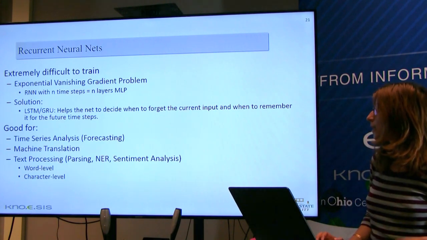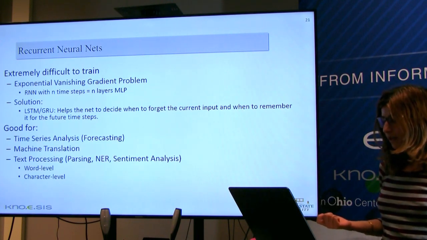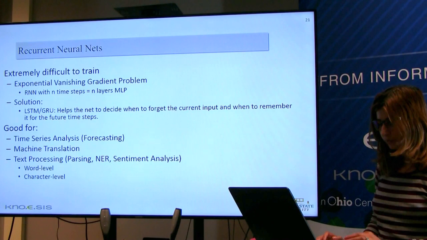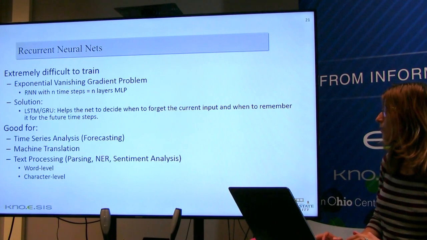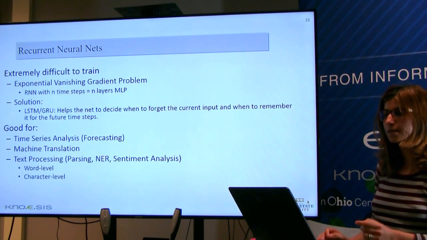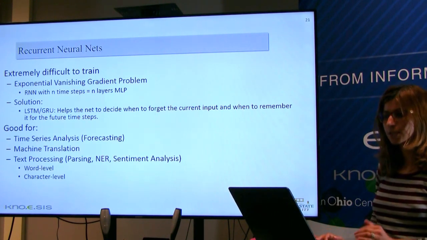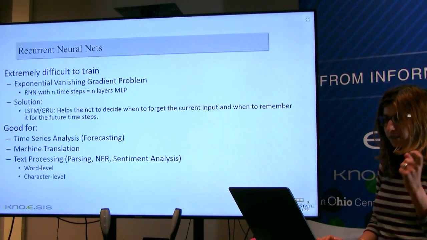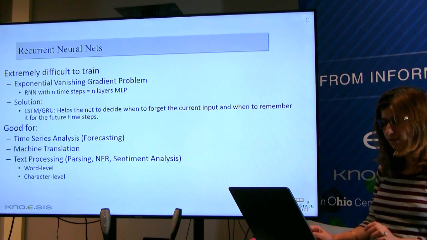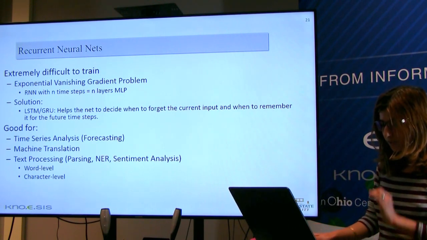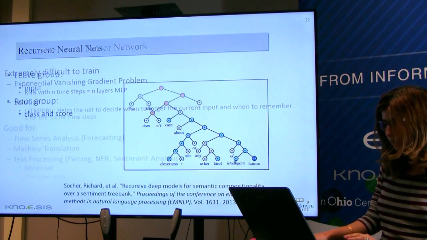It is like this: the neural network will decide when to forget something and when to remember it for the future time steps. The intuition is like this. Recurrent neural networks are very good for time series analysis because they can capture the sequence very well, and for machine translation, again because of the sequence, and for one input we can have more than one output, a sequence of output. And for text processing also, at both word level and character level.